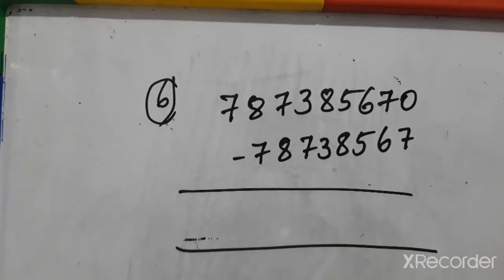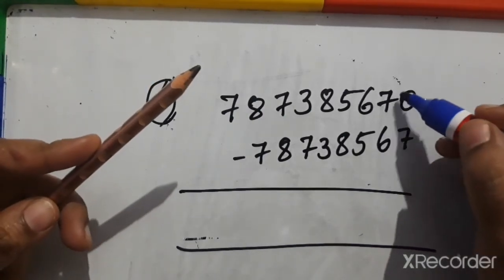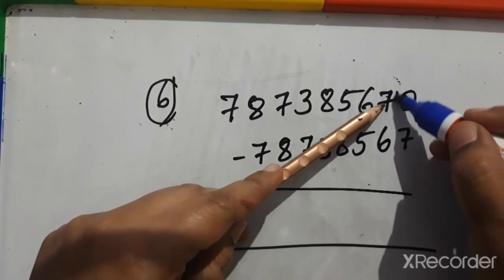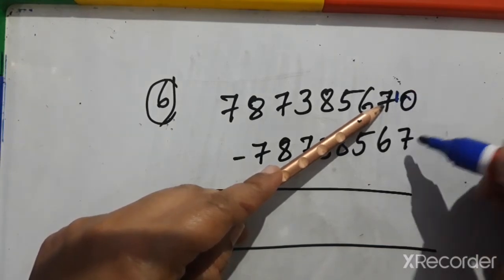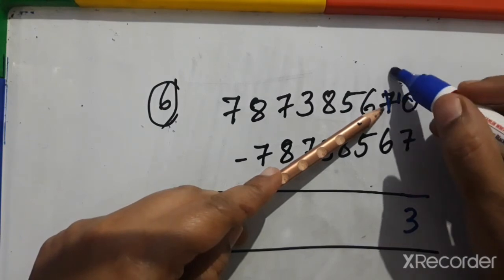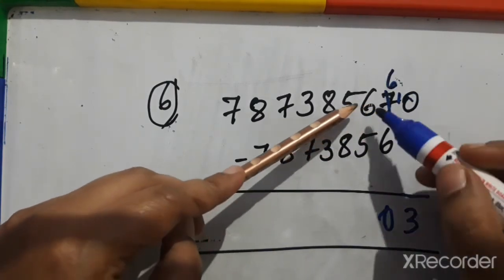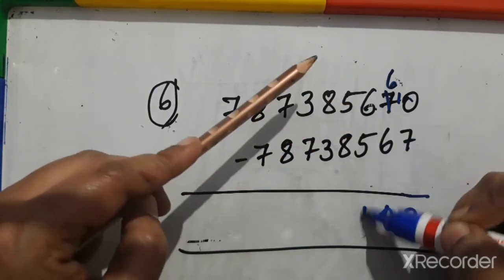Now the sixth question, children. 0 minus 7, we can't subtract it. So borrow 1 from 7. So this is now 10. 10 minus 7 is 3. And this 7 will become 6 because he gave 1 to his friend. Now 6 minus 6 is 0. And 6 minus 5 is 1.